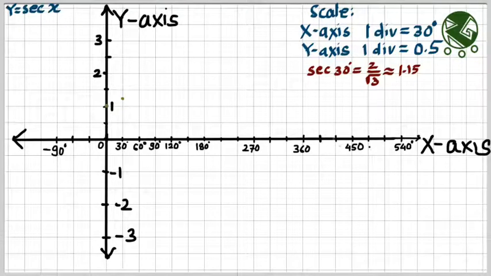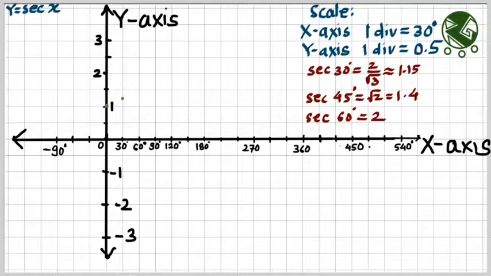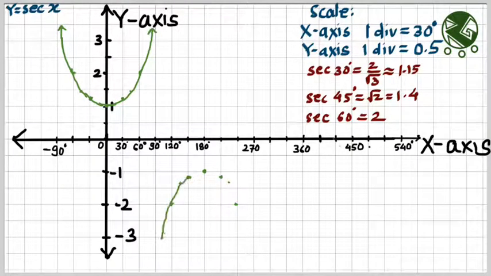Sec of 30 is the reciprocal of cos of 30, which is 2 by root 3, about 1.15, so we are plotting it here. Now sec of 45 is root 2, about 1.4, and sec of 60 is the reciprocal of cos 60, which is 2. So I am plotting this, and then we will find the values for the negative side also. So this is the graph, this portion, then we will take the values on the negative sides. As you know the values of cos at different angles, just find its reciprocals, then plot the values and plot this graph.